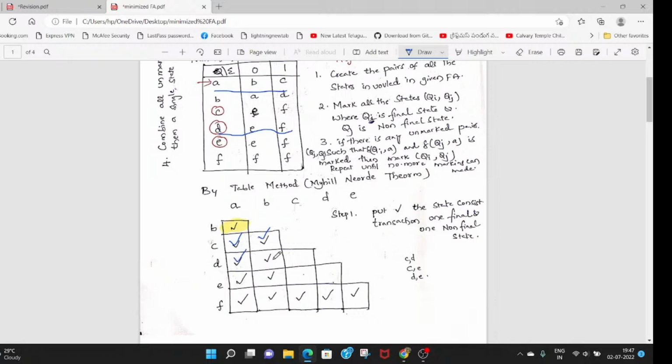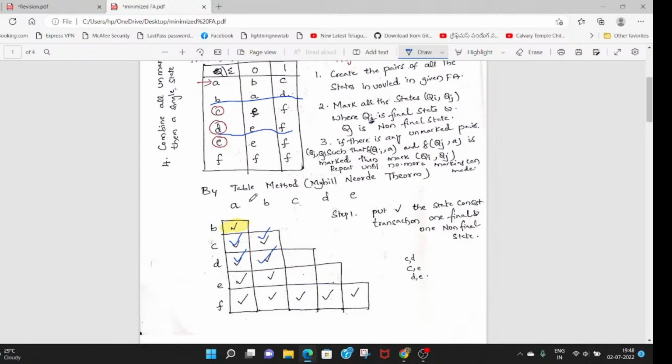Okay, and then I'm considering B and D. So here I'm considering B and D, A, E. A is non-final and E is final. So we can consider it a tick mark.